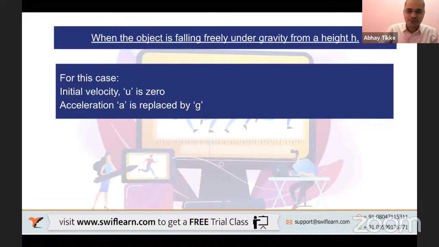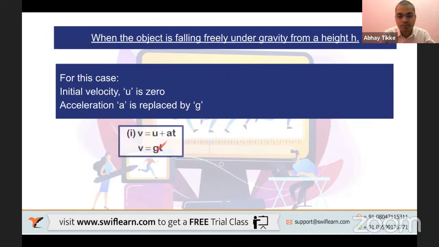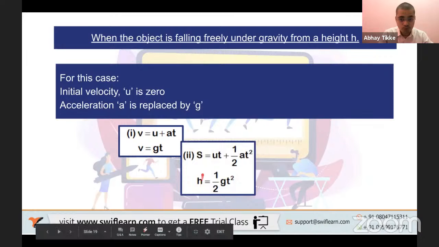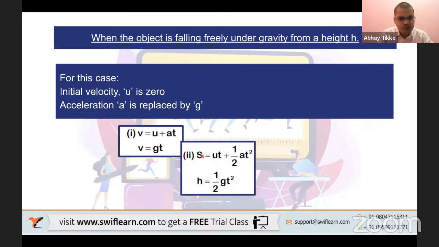So freely falling मतलब कोई भी ऑब्जेक्ट है हाइट से गिर रहा है, राइट? इसका मतलब a को रिप्लेस करेंगे g से और u को क्या डालेंगे? 0. So let us put them, right? v equal to u plus at, तो v equal to gt हो गया, right? s equal to ut plus half at square. So you put s equal to half gt square. That's what you get. Now it is h here.